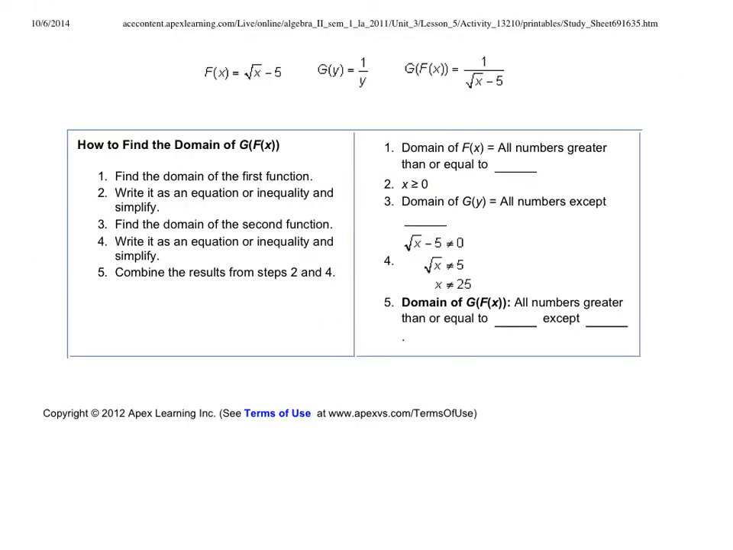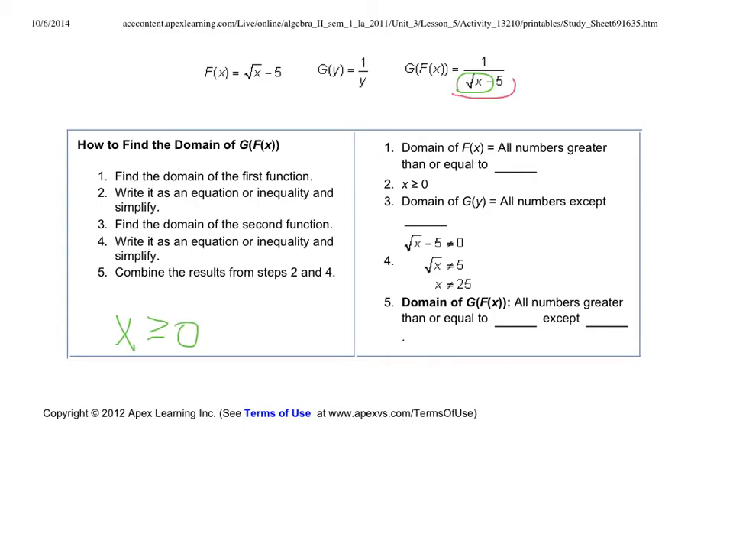So for this next one, I have f of x equals the square root of x minus 5. g of y equals 1 over y. So g of f of x equals 1 over the square root of x minus 5. I have a couple things here. First of all, I have a square root symbol. So I know that whatever's underneath the square root symbol, which is x, has to be greater than or equal to 0. It's the first thing I know.